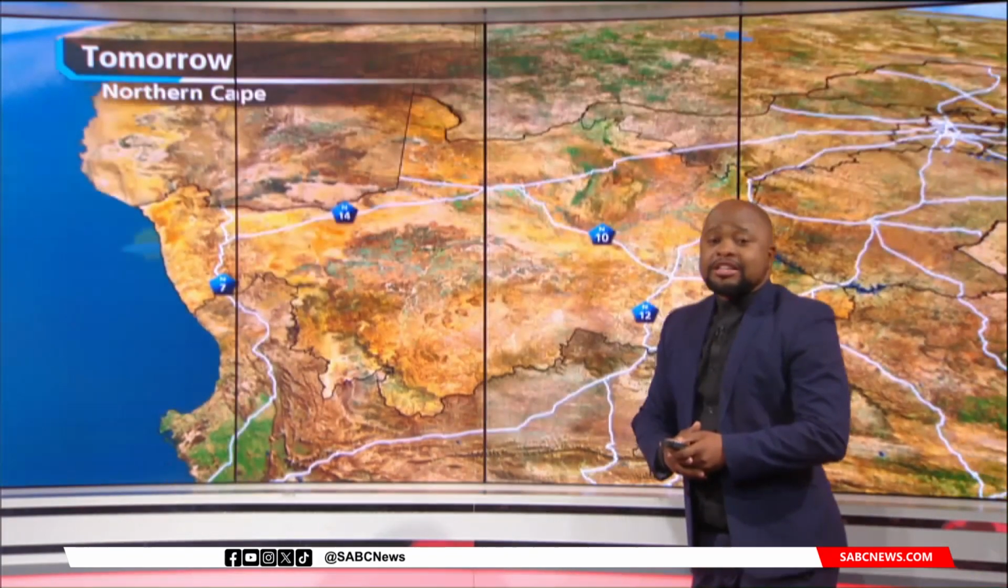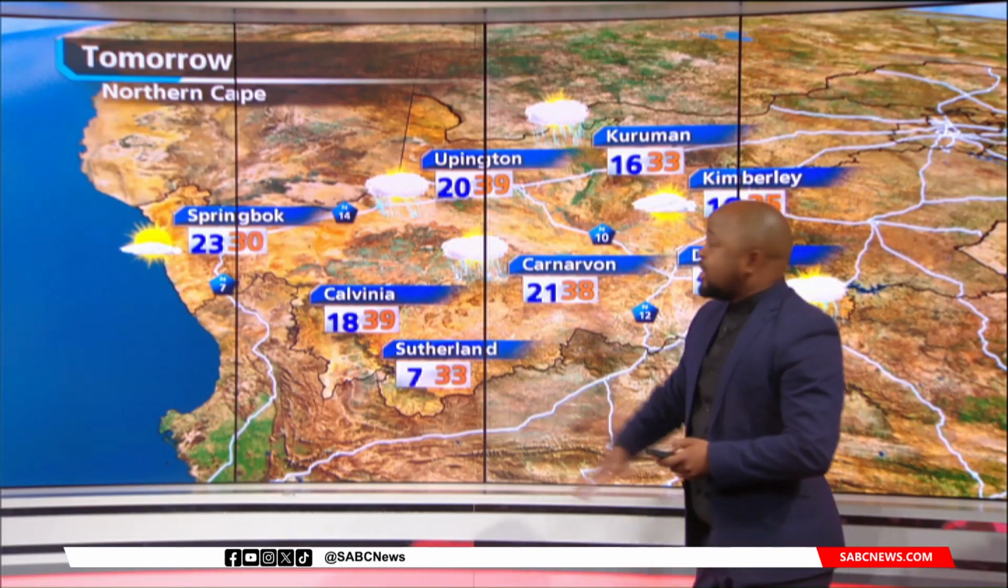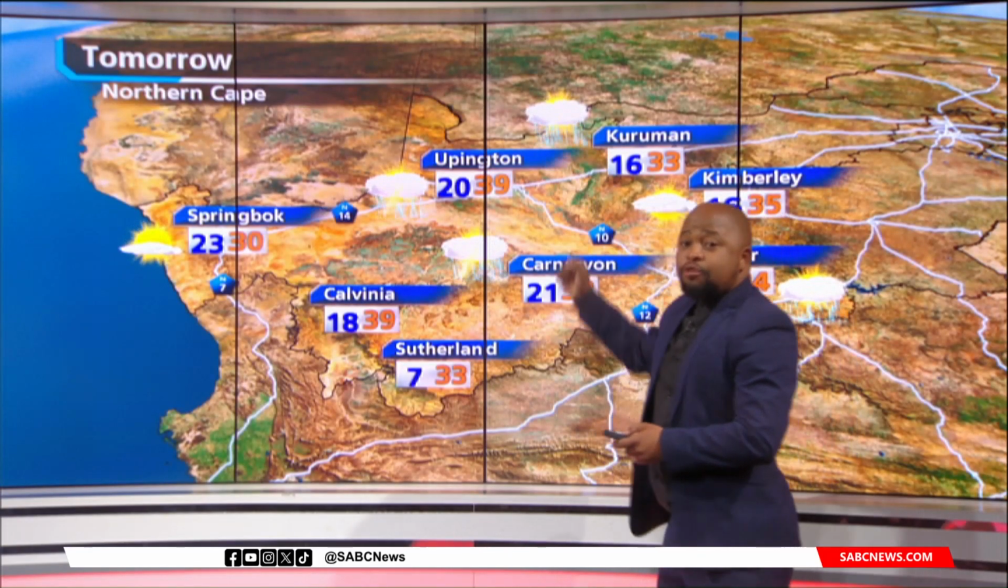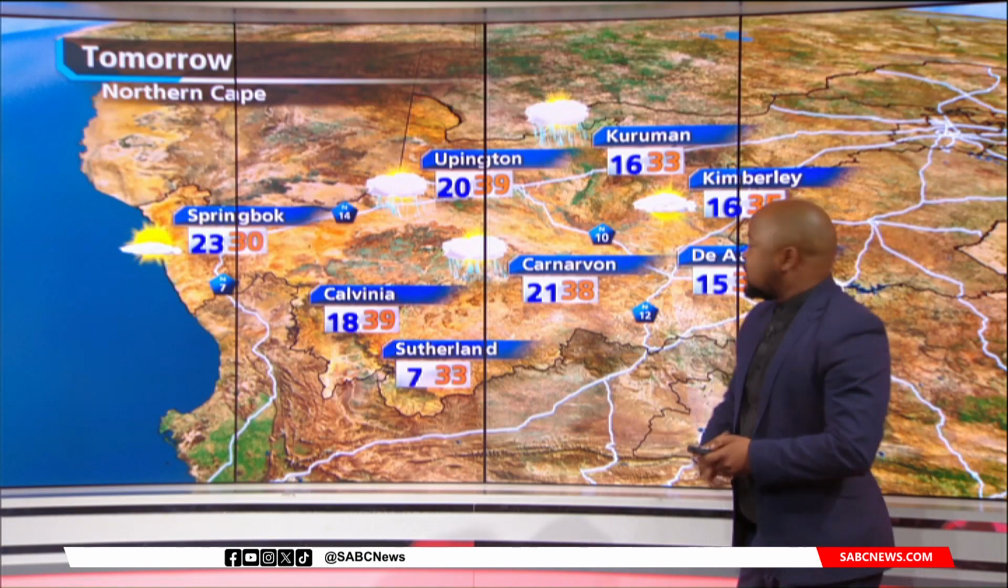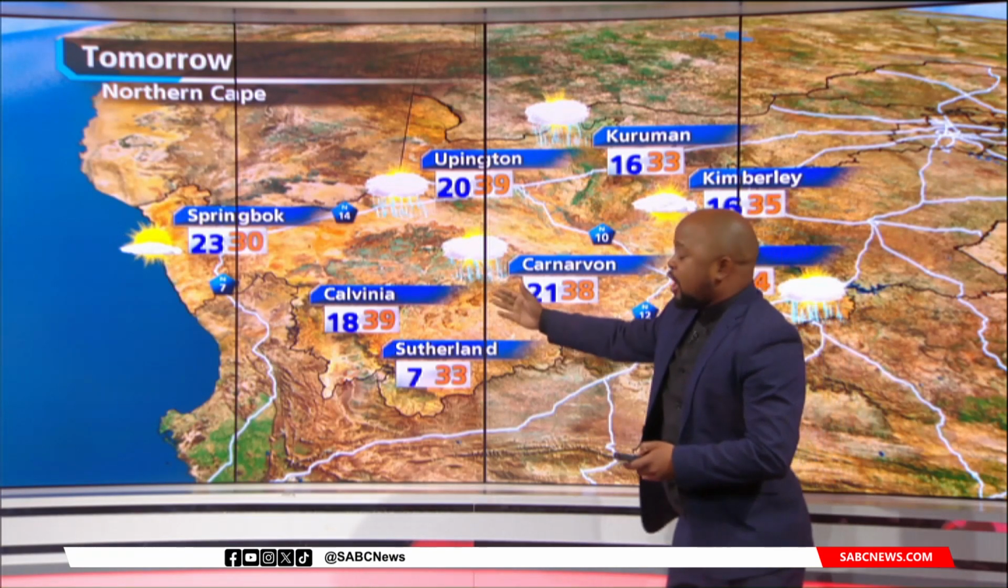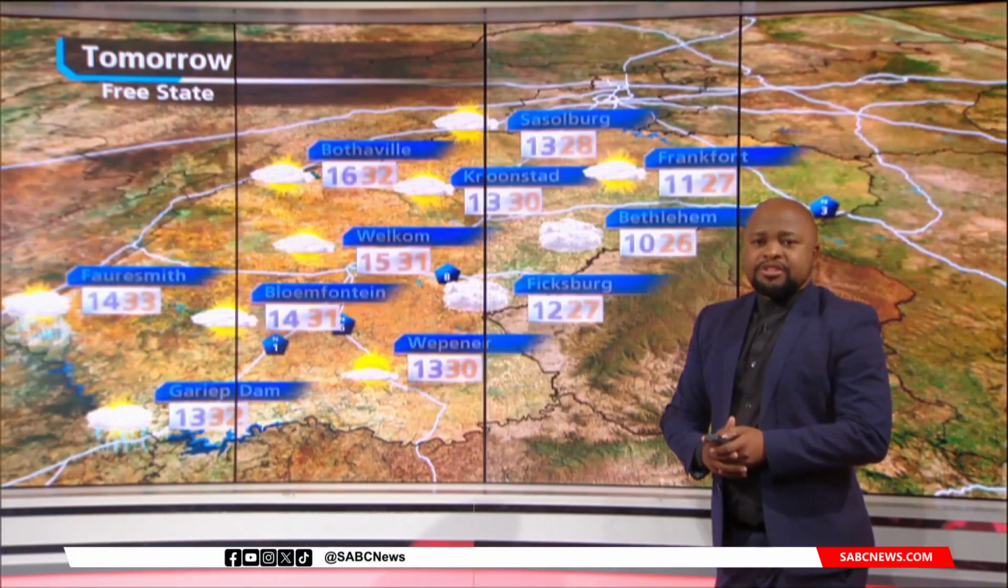In the Northern Cape, a slight chance of thunder showers later on in the afternoon in the northern parts of this province. A temperature of 39 degrees before the rainfall in Upington, 38 in Calvinia, and a high of 39 degrees can be expected over Carnarvon. And in the Free State, pleasant temperatures throughout this province.